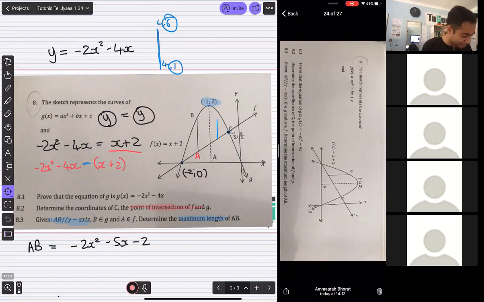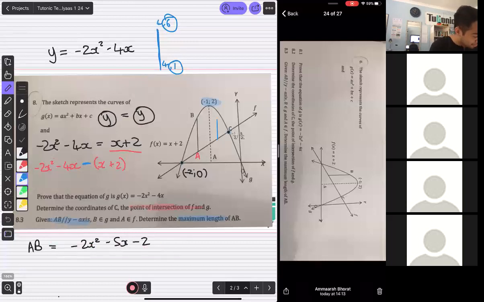But so I'll show you guys. Isn't AB the difference between the two graphs, right? AB is the difference between two graphs. So why can't you just find the derivative of AB and make it equal to 0?